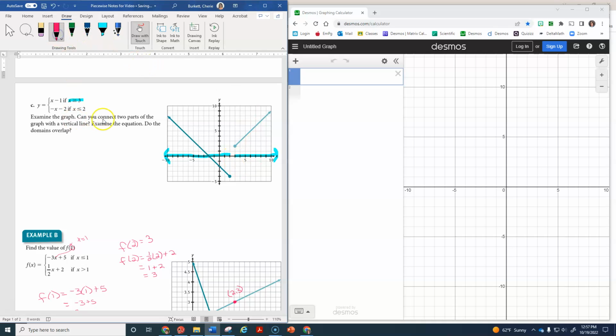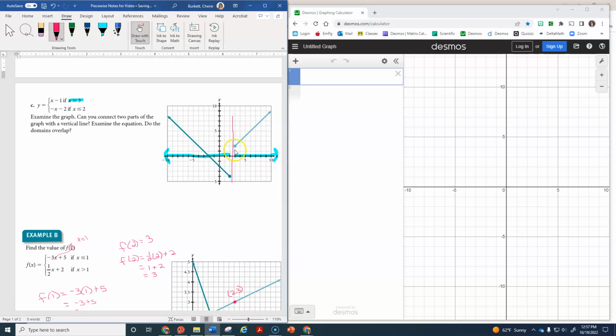So if they ask, can you connect this with a vertical line? The answer would be no, because if I draw a vertical line right there, oh, it's really hard to draw it straight. If I draw a vertical line right there, you'll see that it doesn't touch this branch of the graph and it doesn't touch this branch of the graph.